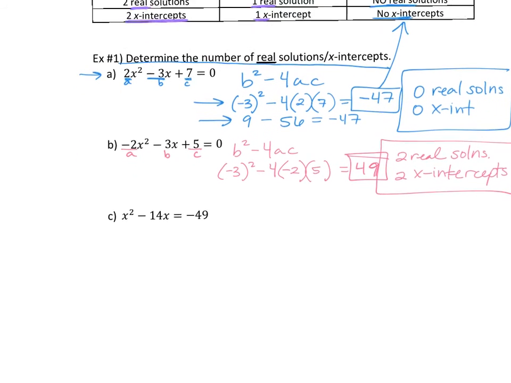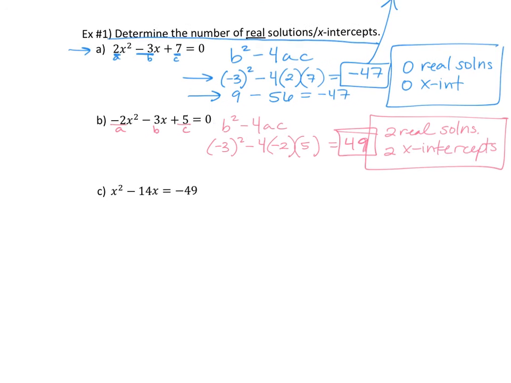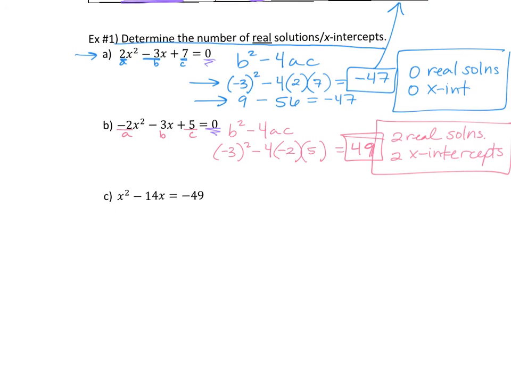Any guesses what this last one might be? Here's what I want you to notice on this last one. This is not in the right form for solving a quadratic. It should always equal 0 when you're solving a quadratic. So we're actually going to add 49 to both sides. So this will be x squared minus 14x plus 49 equals 0. And now you can plug it into b squared minus 4ac.